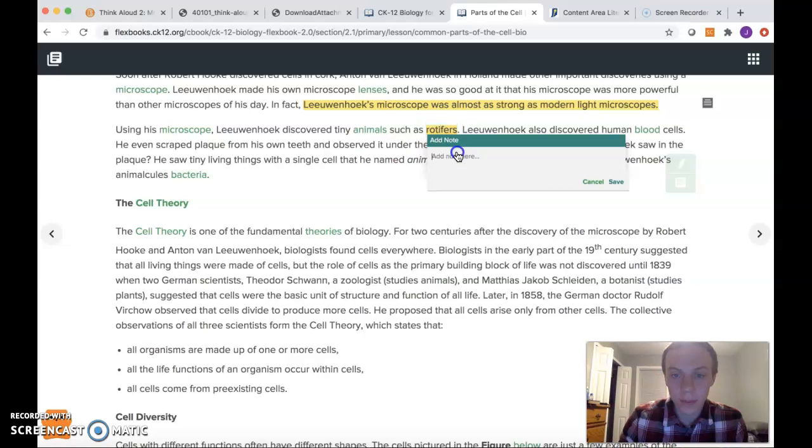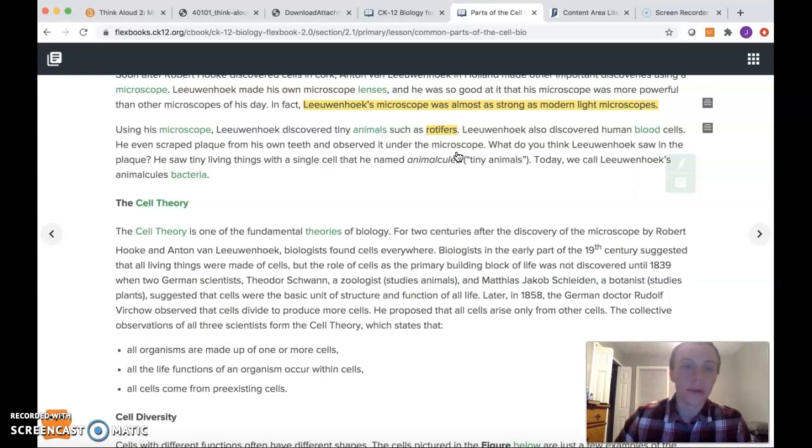Now, I'm not sure what rotifers are, so can I understand what the text is saying here? Well, I can kind of figure it out because it says that they're tiny animals, and so that's showing that his microscope is working well if it's able to identify small animals such as rotifers. So maybe I don't understand exactly what rotifers are, but I can sort of infer what the significance of this is. It goes on to say Leeuwenhoek also discovered human blood cells.